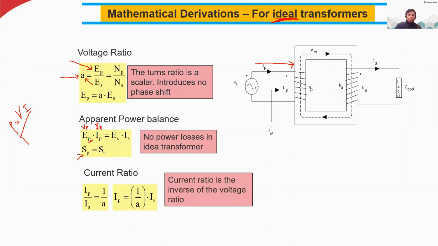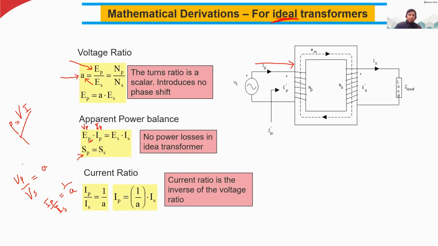Now we can also make the current ratio. The current ratio IP divided by IS is equal to 1 divided by a. You should remember these two equations now. VP divided by VS is equal to NP divided by NS, that is a. But similarly, IP divided by IS is equal to 1 divided by a. You can see here it is opposite. a is reciprocal now, it's not the same. IP divided by IS is equal to 1 divided by a.